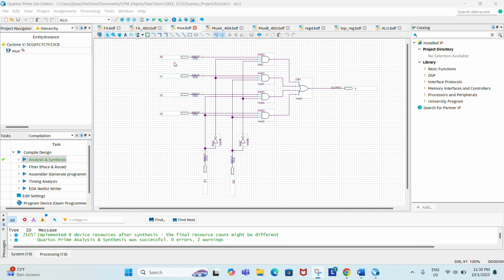We will design a 1-bit 4-to-1 multiplexer. The circuit will have 6 inputs and 1 output with 2 NOT gates, 4 AND gates, and an OR gate. Now let's run the waveform simulation.